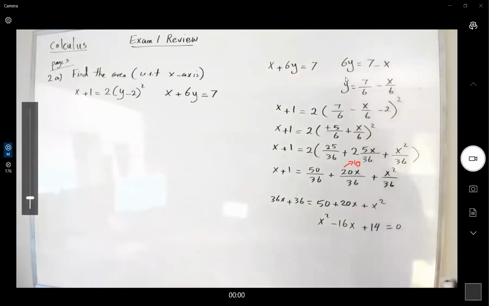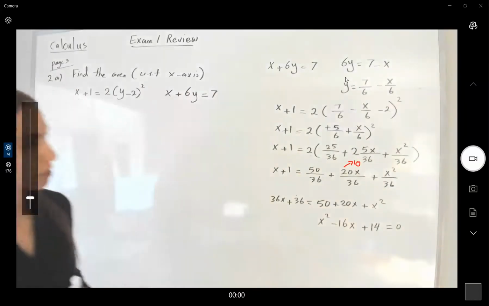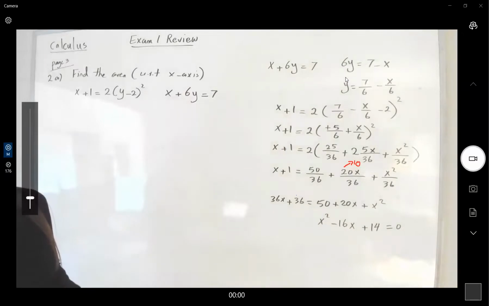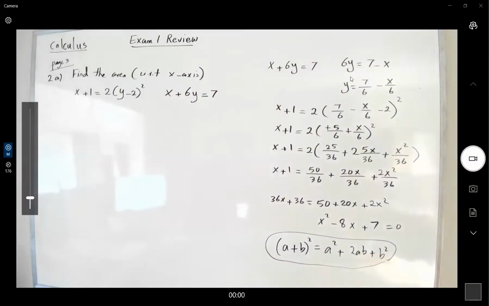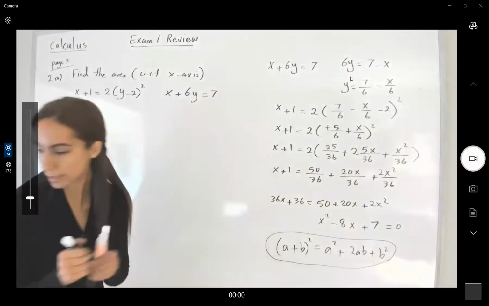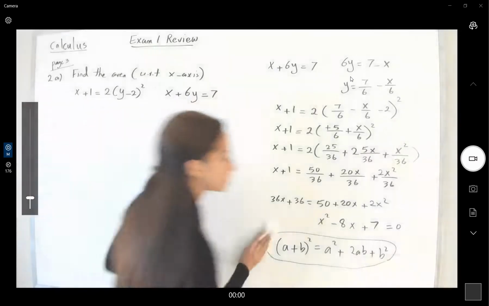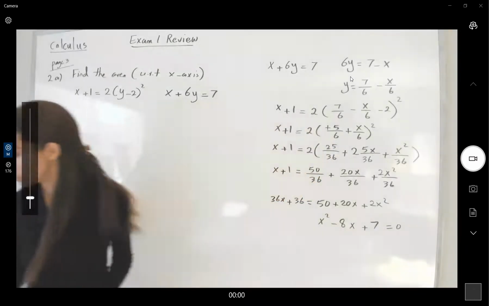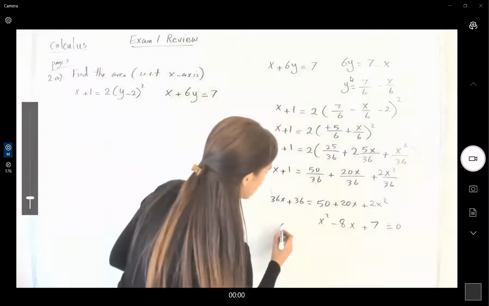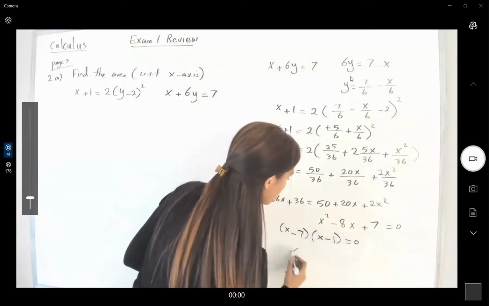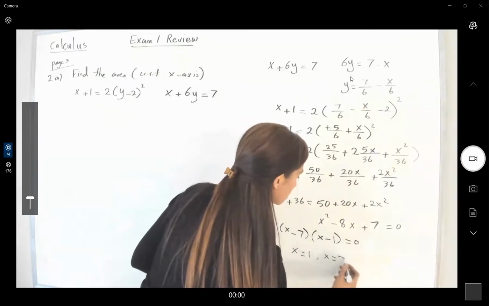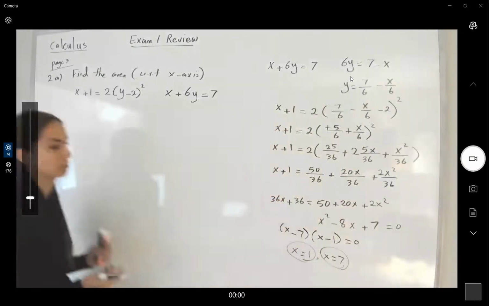Let me check the calculations. This is x minus 7 times x minus 1 equal to 0, so x is 1 and x is 7.